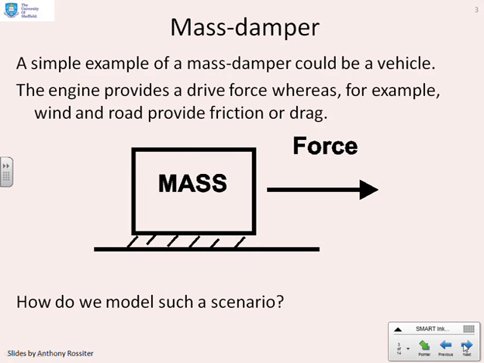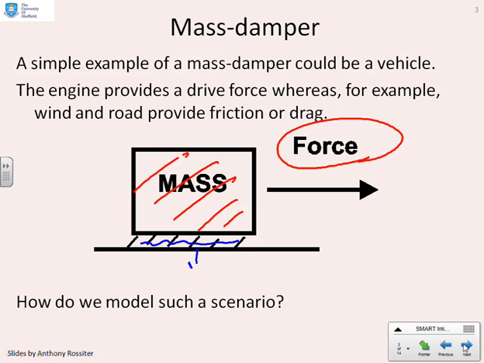Here's an example then of a mass damper. Now this schematic is meant to represent something like a car. So this big mass here could be considered to be the car. This force would be the engine force, and these hashed lines down here are meant to represent friction. There's something which is trying to slow the car down. So there's a simple model.